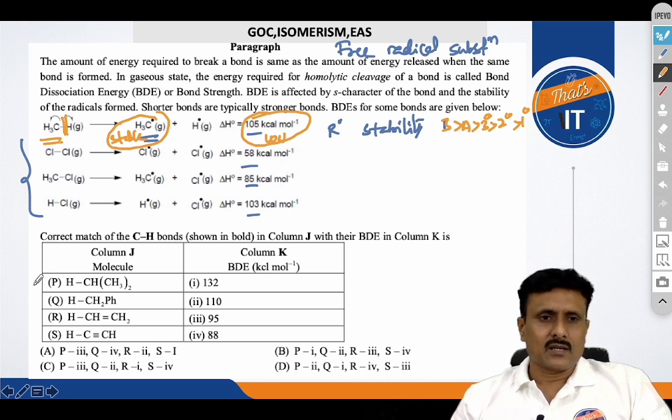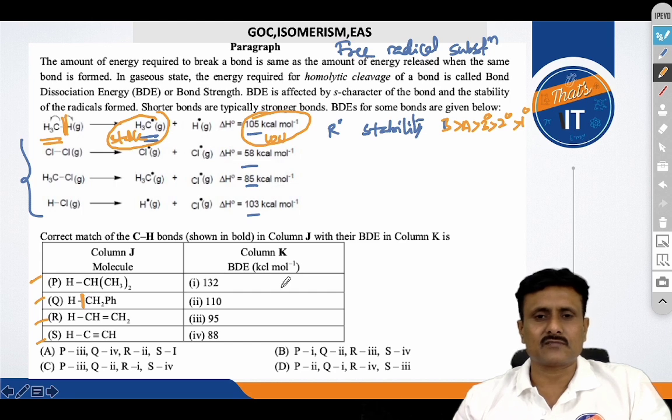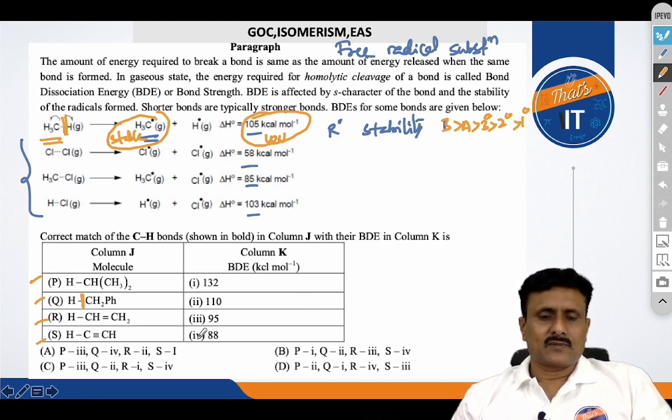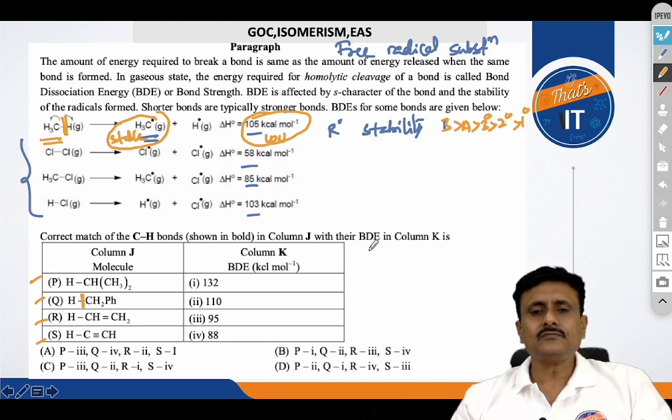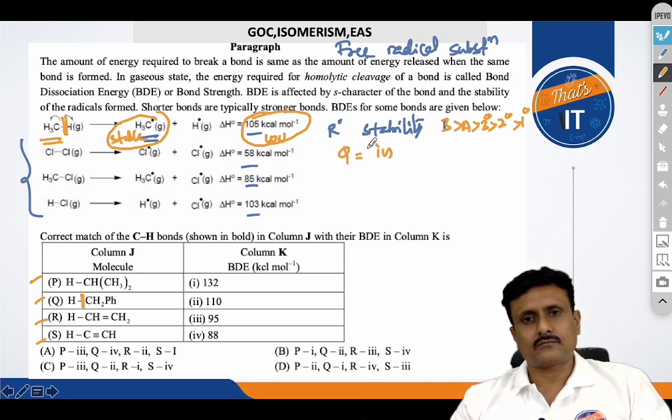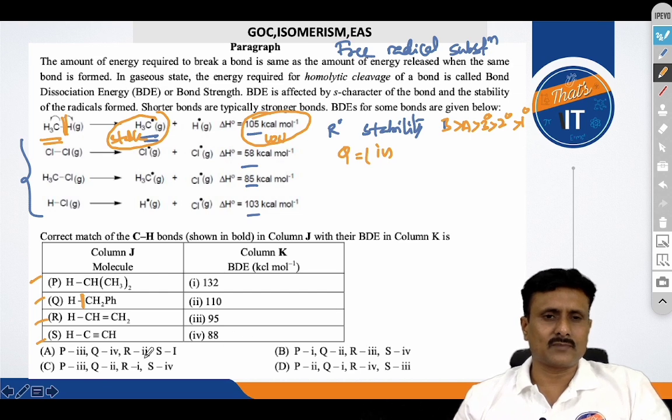So you can see among P, Q, R, S, the most stable is being benzylic. So this could be easily broken, right? So Q is matching with the least value. Q is matching with 4. Alright. Q is matching with 4 in only one option, that is option A. So we got the answer anyway.